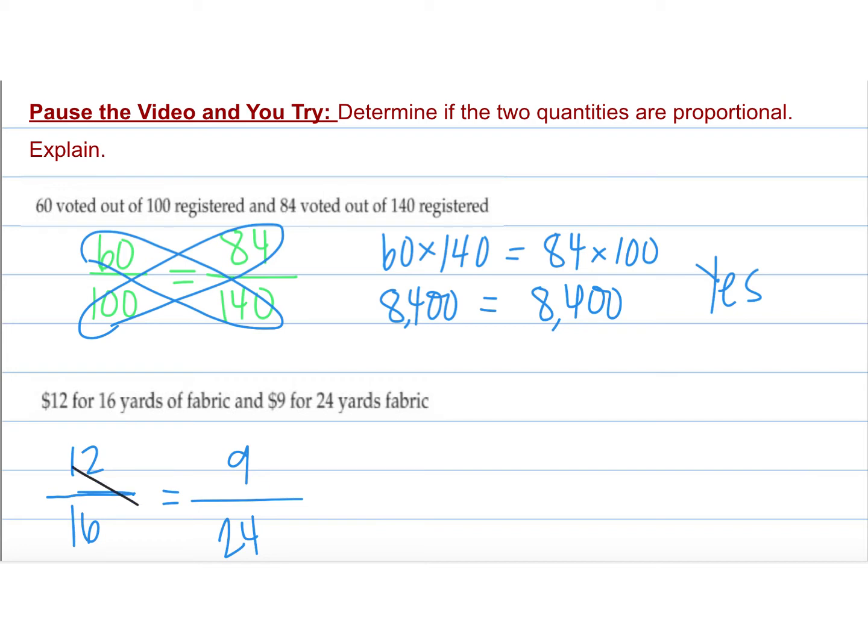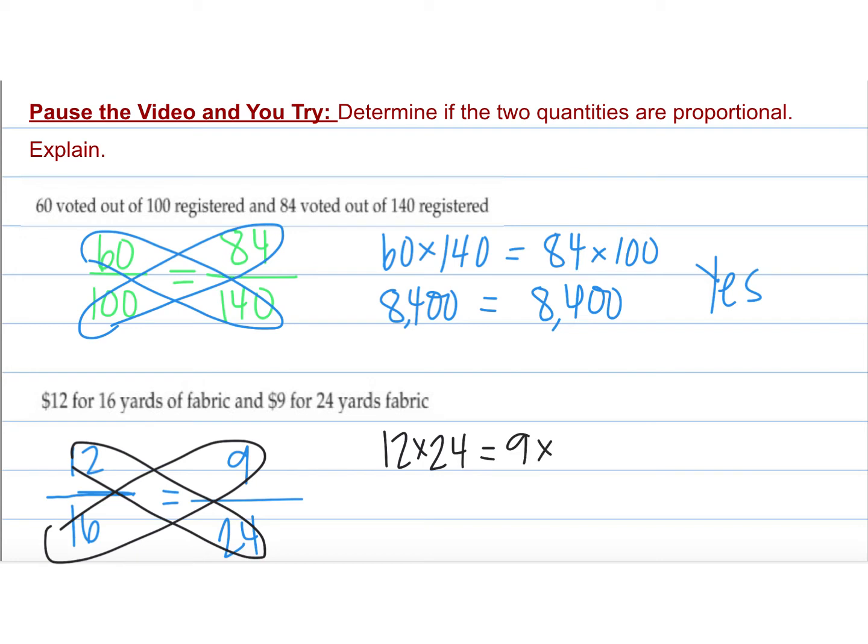Now find the cross products by multiplying the diagonals. So we're going to do 12 times 24 and 9 times 16. So 12 times 24 is 288. This part I'm just using my calculator to help me. 9 times 16, which is 144. So no, they are not proportional. The price to the amount of yards is not equal between the two amounts.